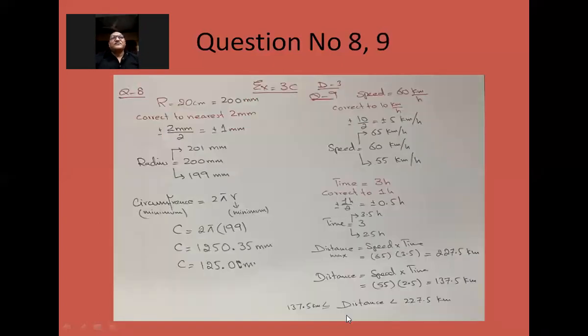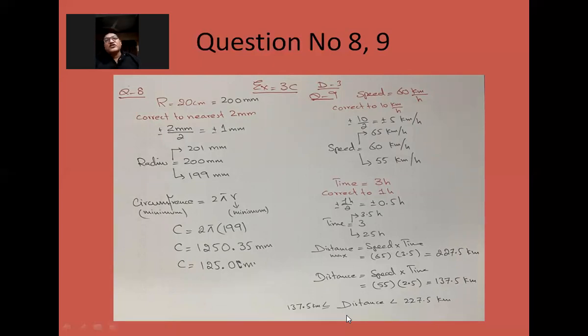Next question. The next question coming up on your screen is question number 8. He says, listen carefully to the story. The radius of the trunk of a tree is measured to the nearest millimeter. If its radius is 20 centimeter, find its minimum circumference in centimeters. So you have to tell its minimum circumference in centimeters.